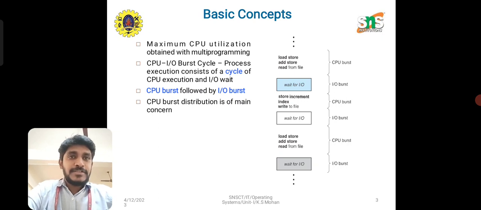The maximum CPU utilization is obtained with multiprogramming. We have the CPU input-output burst cycle, and the process execution consists of a cycle of CPU execution and input-output wait. A CPU burst is followed by an input-output burst. CPU burst distribution is the main concept. So load, store, add, store, read, write. We have the basic concept: CPU burst, input-output burst, CPU burst, input-output burst. So on the right side we have the basic things.